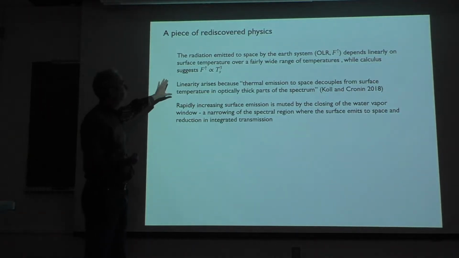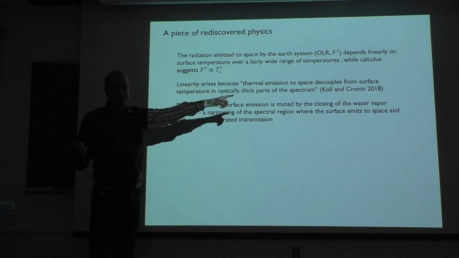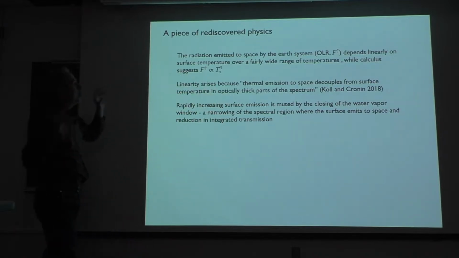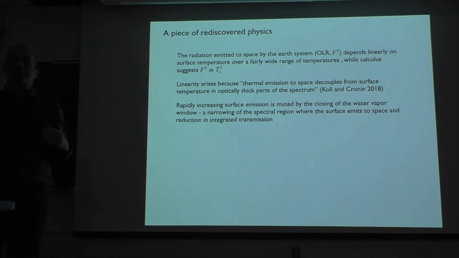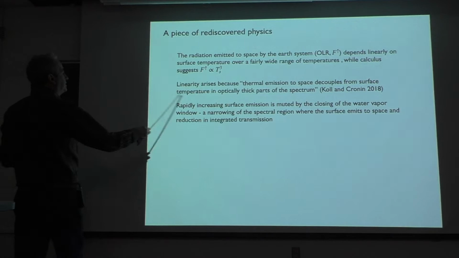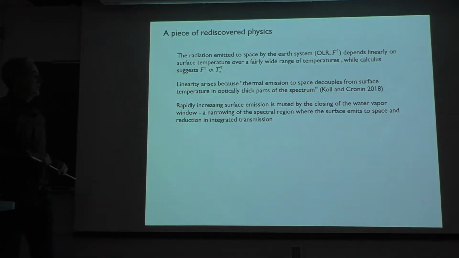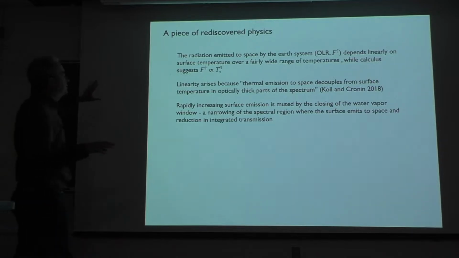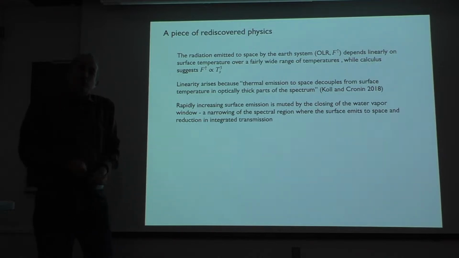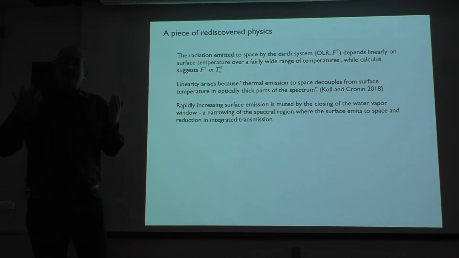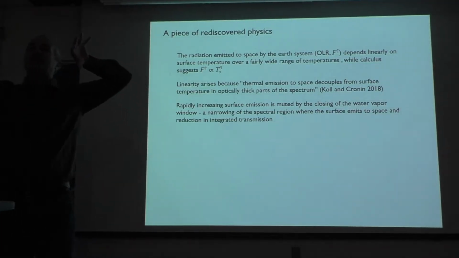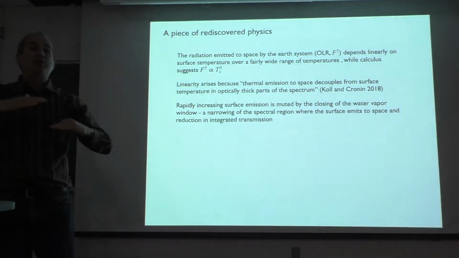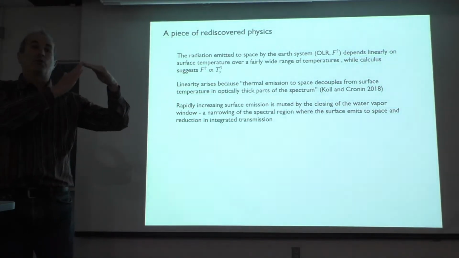Well, part of the explanation is in this paper from Daniel Koll and Tim Cronin: Thermal emission to space decouples from the surface temperature in optically thick regions of the spectrum. So the way this linearity turns out to work, and I'll show a figure so you don't have to keep this all in your mind, is that as you increase the surface temperature, you want to emit a lot more. But the optically thick parts of the spectrum are also increasing. As you add more water vapor, you make the atmosphere more thick.